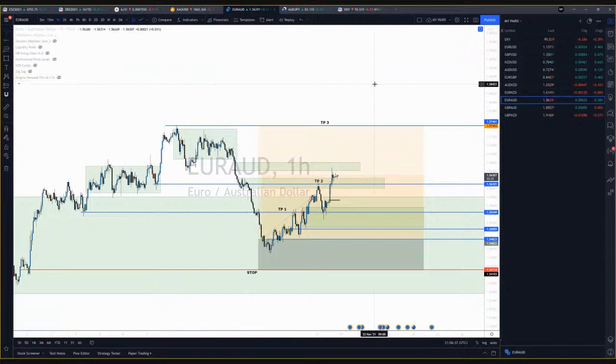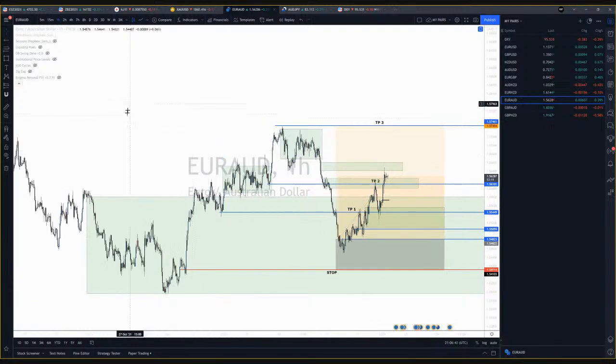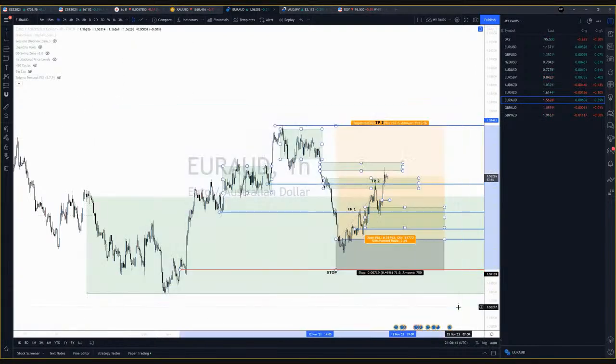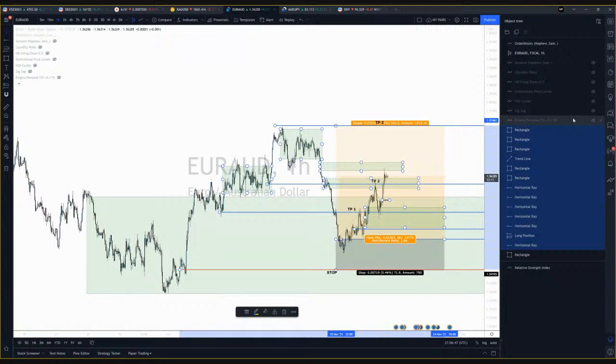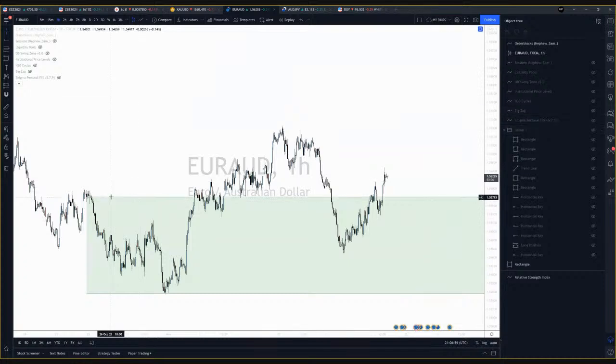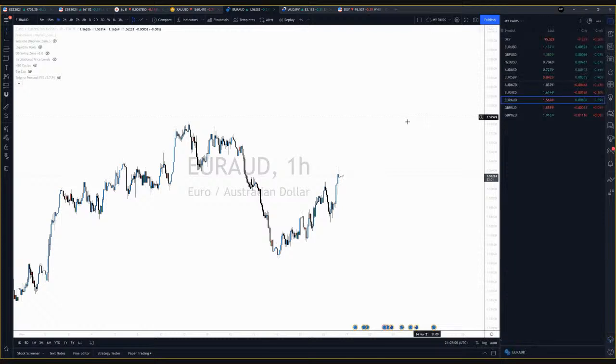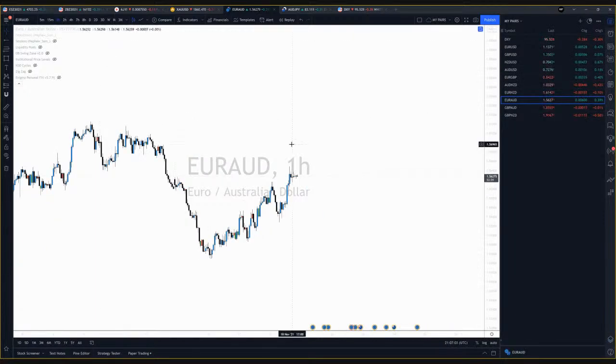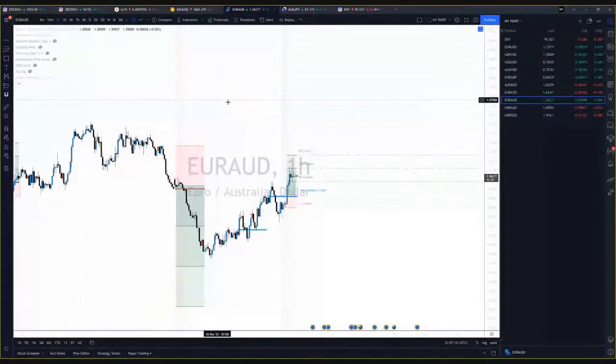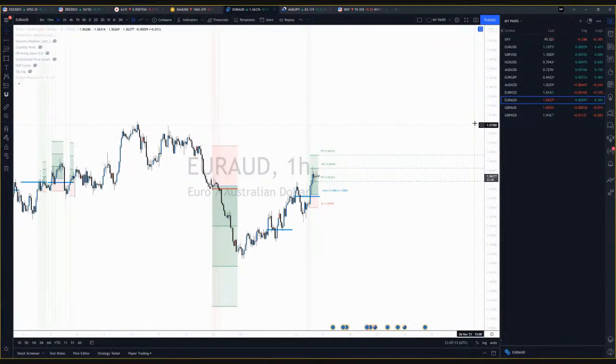Now let's strip this chart down. Create a group and then hide everything. Okay, we've stripped that chart down and we have a bare chart. Now I want you to put your time frame on 1 hour and then turn Enigma on.